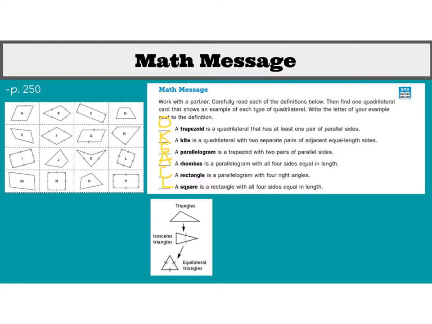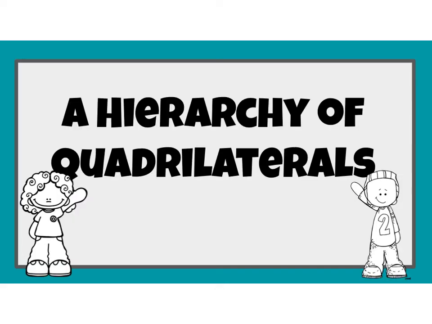So when we start to think about our last lesson, we had the hierarchy and we talked about overlapping traits. So again, we're going to be looking at those overlapping traits with quadrilaterals. Today's lesson is a hierarchy of quadrilaterals.